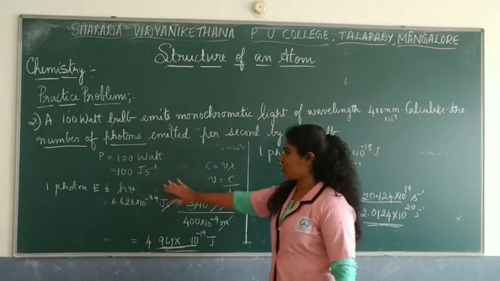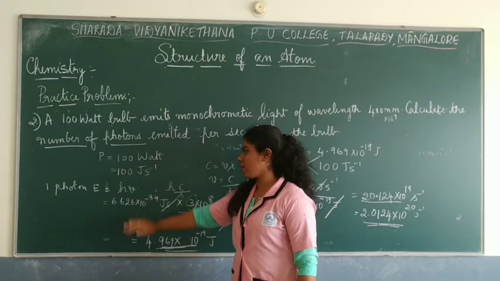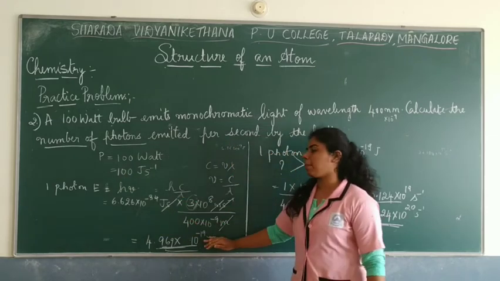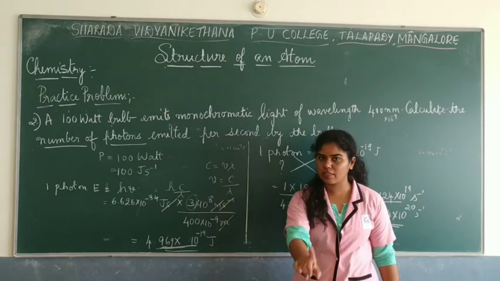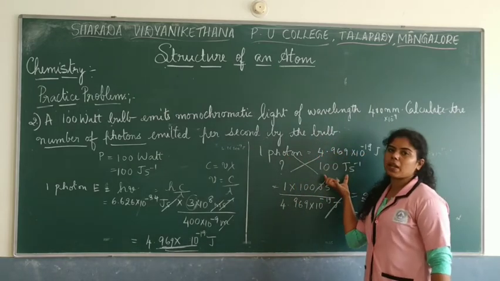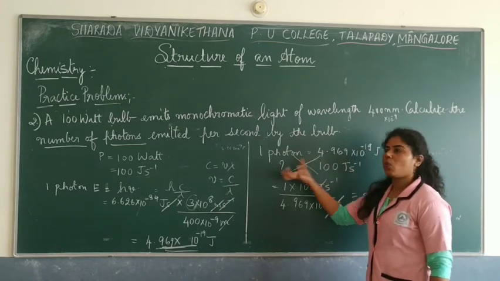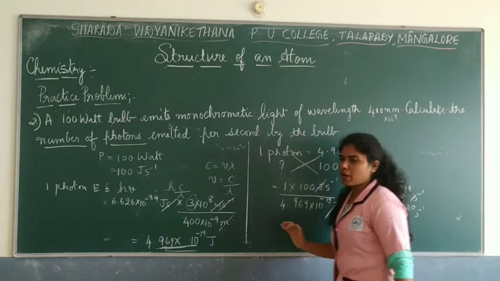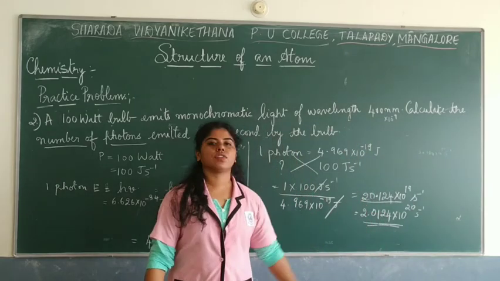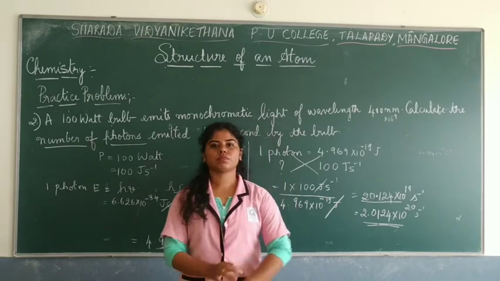Hope this is clear. So first you have to convert power into joules per second, watts. Then you apply the energy formula for one single photon. You get the energy, and then you cross multiply: for 100 joules per second, what's the number of photons? Cross multiply and find out the answer. That gives you the number of photons. Okay, I hope this is clear.